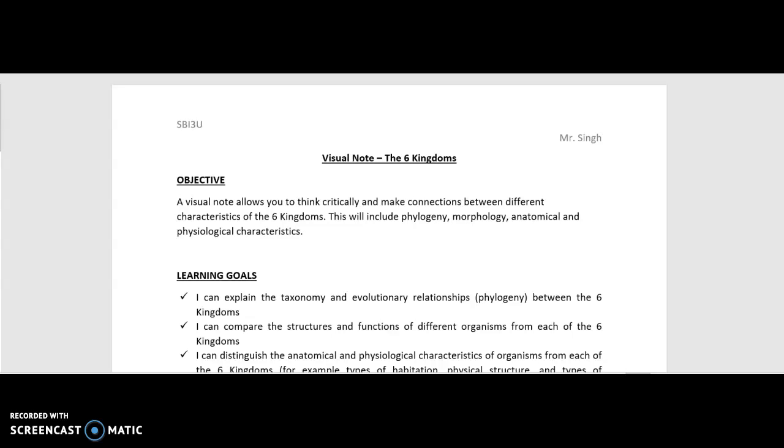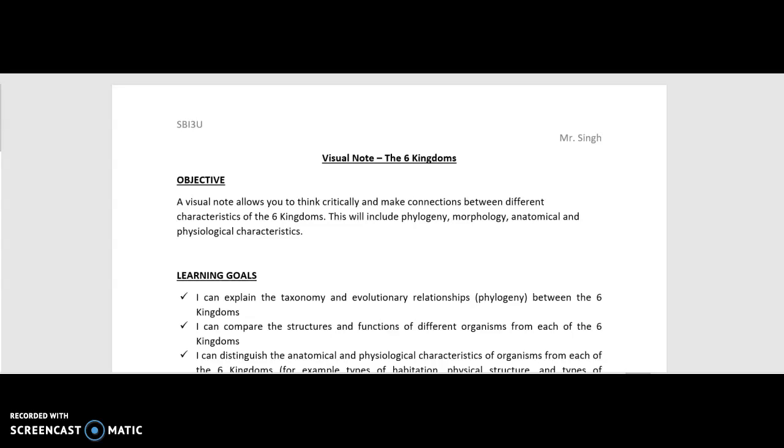Hello everyone. This video is about the visual note assignment, which is focusing on the six kingdoms. This is your Unit 1 assignment. This will take up most of Unit 1, so it is most of the content. And what you're creating here is a visual note. A visual note allows you to think critically and make connections between different characteristics of the six kingdoms.